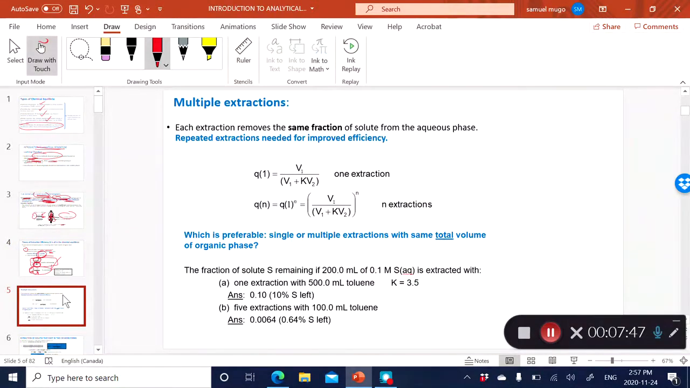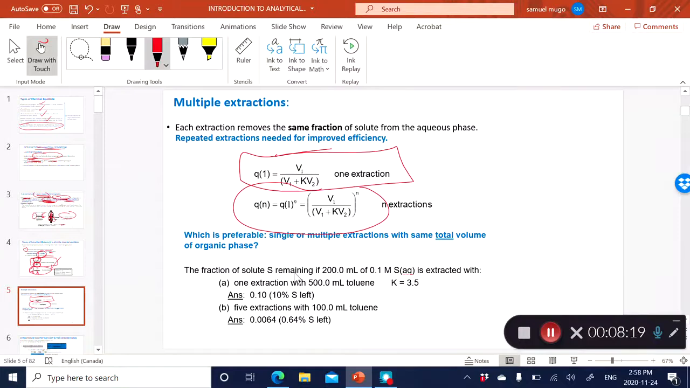Now, in most cases, you're going to see that you need to do more than one extraction to improve the extraction efficiency. So that's one extraction, but often you need to do multiple extractions. If you want to determine the extraction efficiency, you just need to have this relationship to the root of that number. The n here refers to the number of extractions.